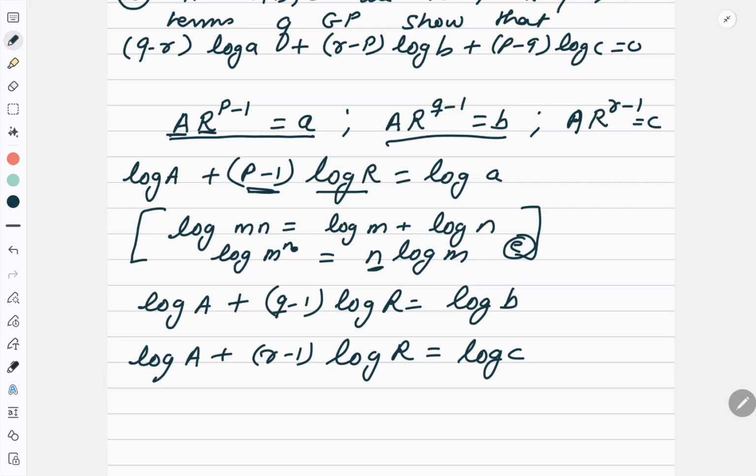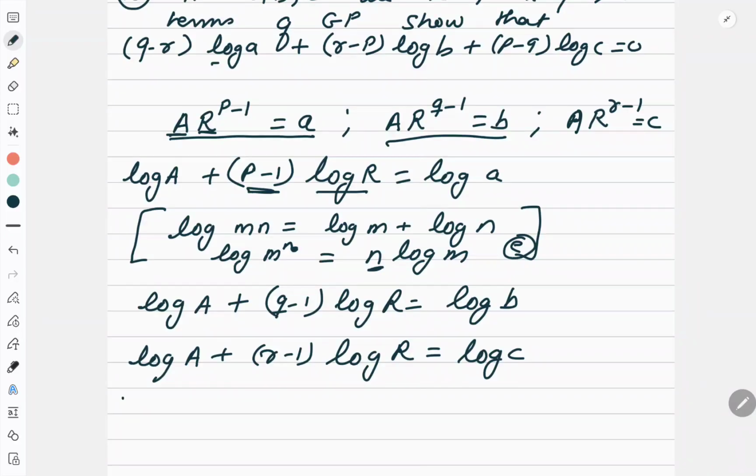I just need to put the values, right? So I have log A here. Let me substitute the log A value, then I will substitute the log B value, then I will substitute the log C value, and I will check what I am getting, right?